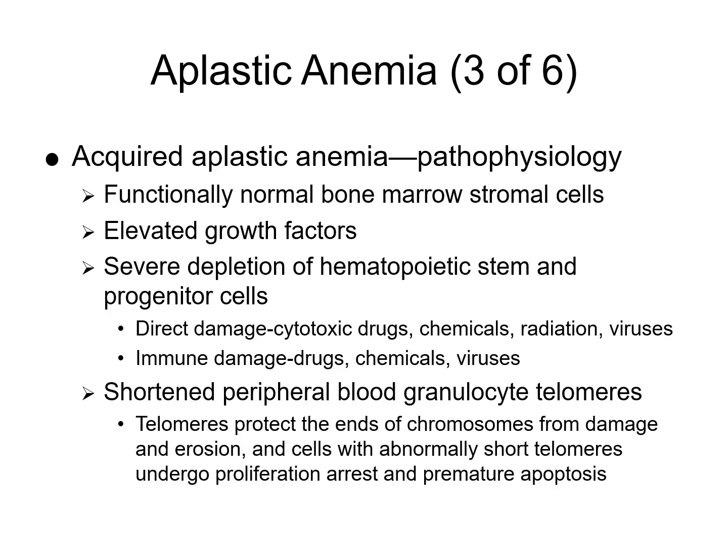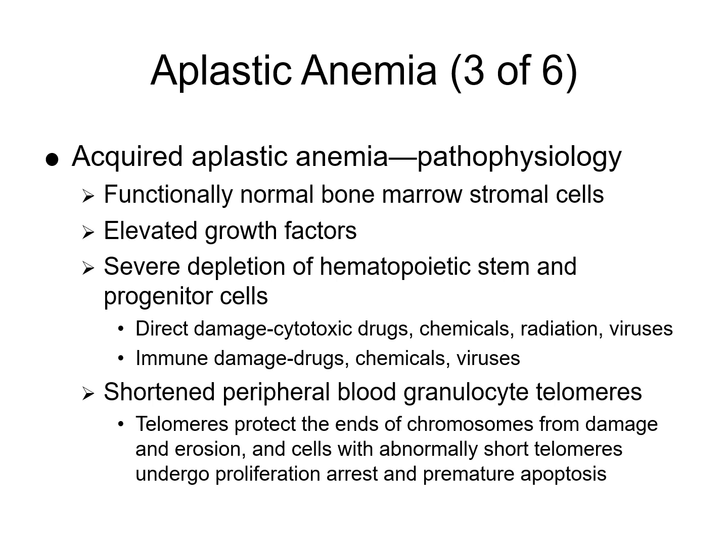Acquired aplastic anemia is a condition that is characterized by bone marrow failure and pancytopenia. Despite normal bone marrow stromal cells and elevated growth factors, there is a severe depletion of the hematopoietic stem cells and progenitor cells. Some pathophysiological features for this would be bone marrow environment. Those stromal cells, which are the supportive cells of the bone marrow, are functionally normal, but the hematopoietic growth factors are actually elevated, and this can indicate a compensatory response to the cytopenias. So despite this, hematopoiesis fails due to the intrinsic stem cell damage.